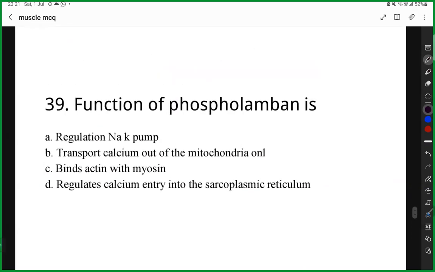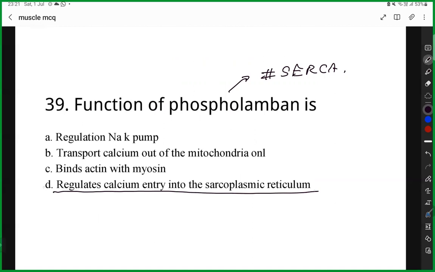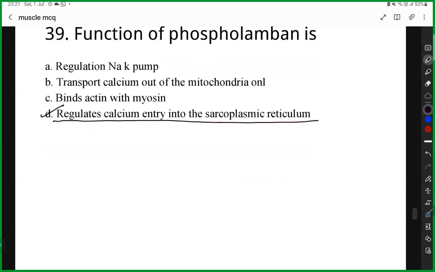What is the function of phospholamban? Phospholamban inhibits your SERCA. This was the first question which we saw. So it regulates the calcium entry into the sarcoplasmic reticulum. Yes, correct. Is 39 D the right answer? Yes, of course. So it regulates your calcium. I think I have told you about this already.